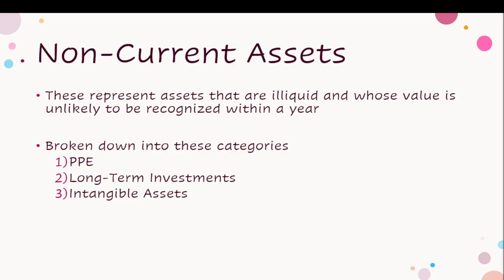So non-current assets represent assets that are illiquid and whose value is unlikely to be recognized within a year. This can be broken down into these categories: PP&E, which stands for plant, property, and equipment, long-term investments, and intangible assets. Now, we are going to focus mostly on intangible assets because it is probably the most complex part, but we're still going to briefly cover PP&E and long-term investments.